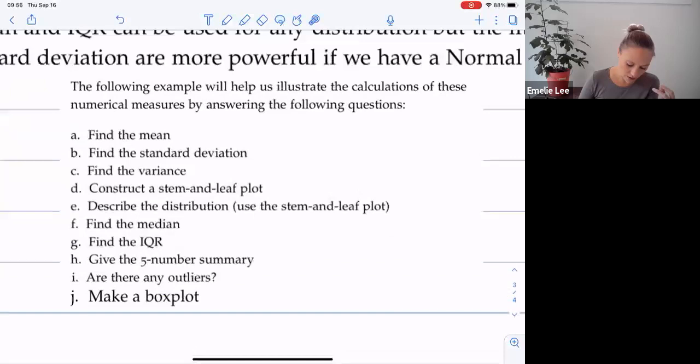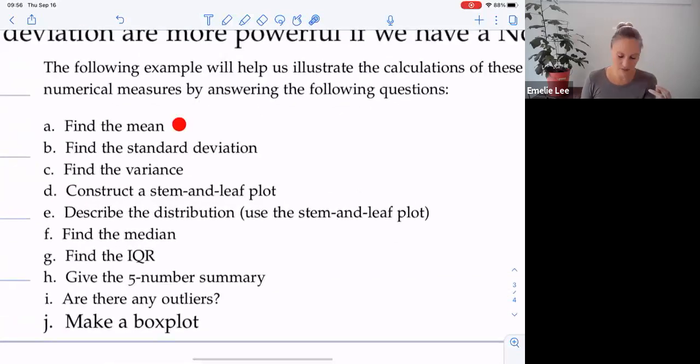And so I might ask you to find the mean, which means we have to know how to do it, but then I'll show you how, so I'll tell you how to do it, and then we'll do an example. Same thing with finding the standard deviation, okay? Should probably find the variance first, but we'll switch those up.